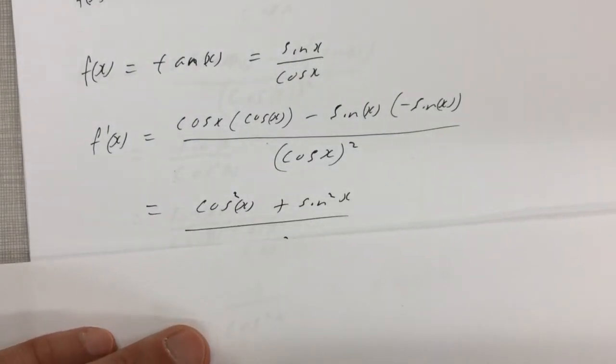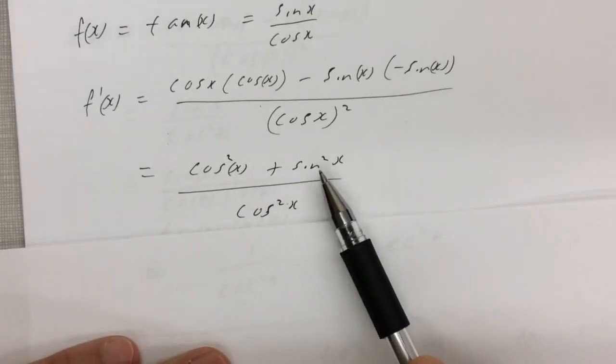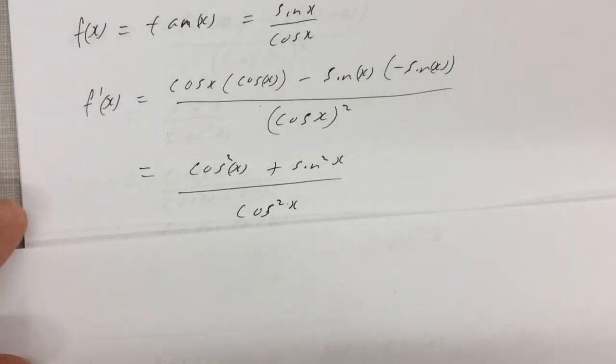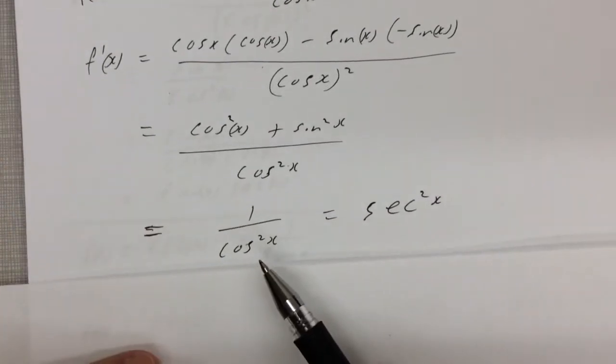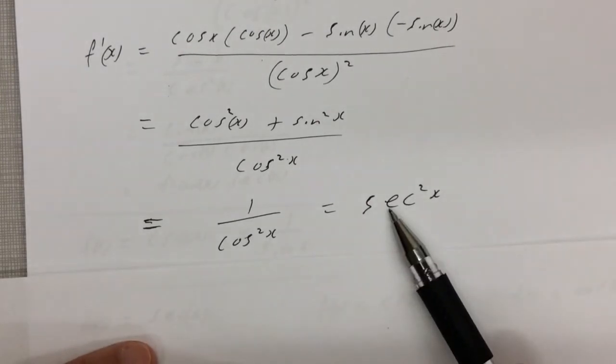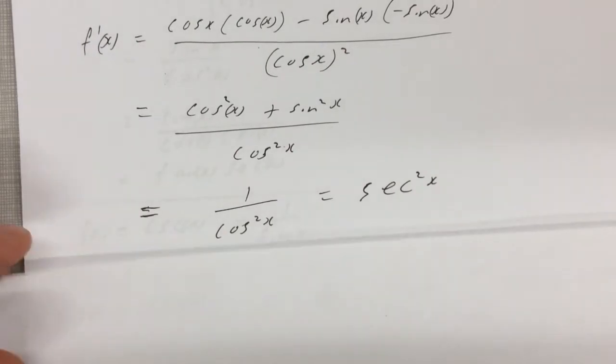And simplify that, we get cos squared plus sine squared on top. We know what that is. That's an identity, over cos squared. So that equals 1 over cos squared, which, 1 over cos is the same as secant, so it equals secant squared.